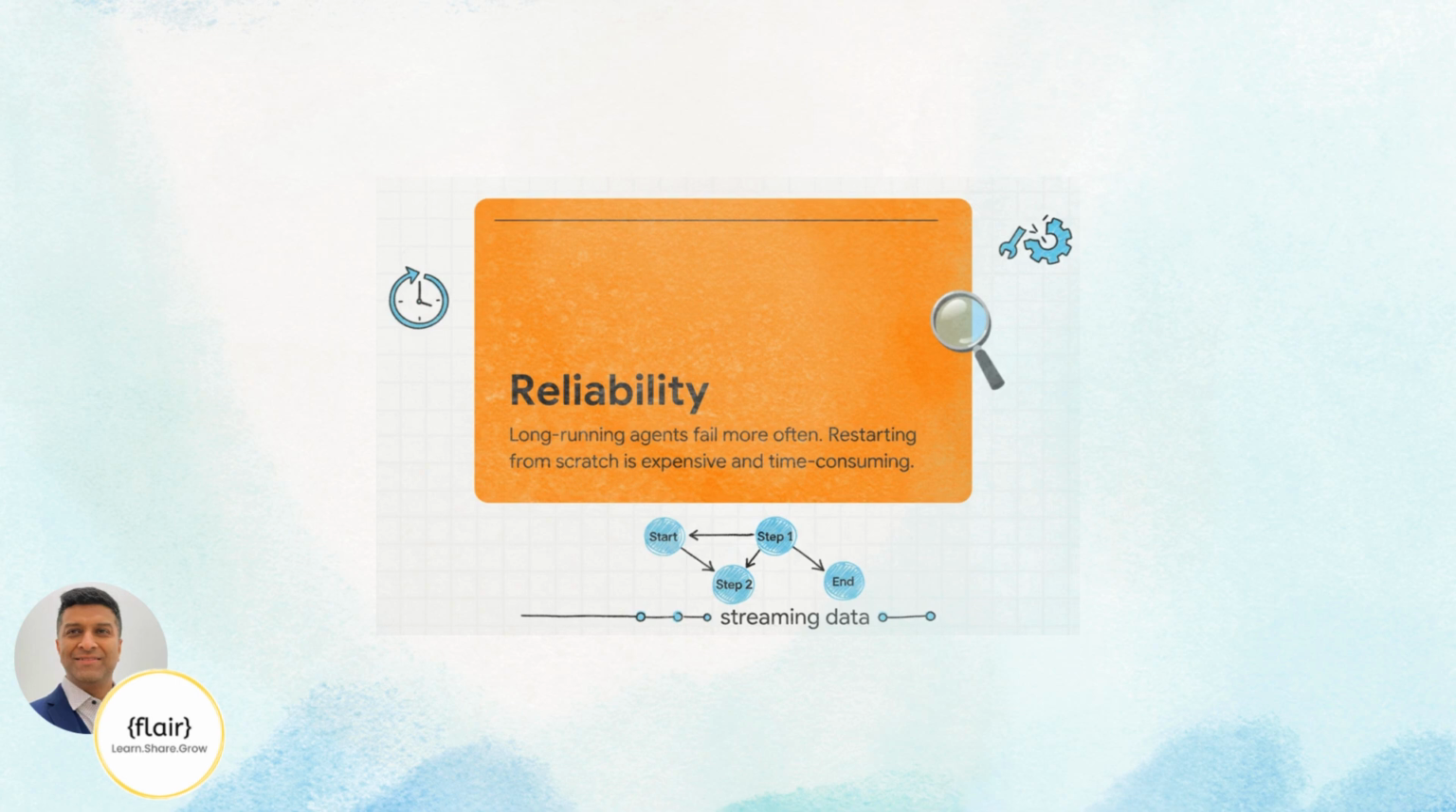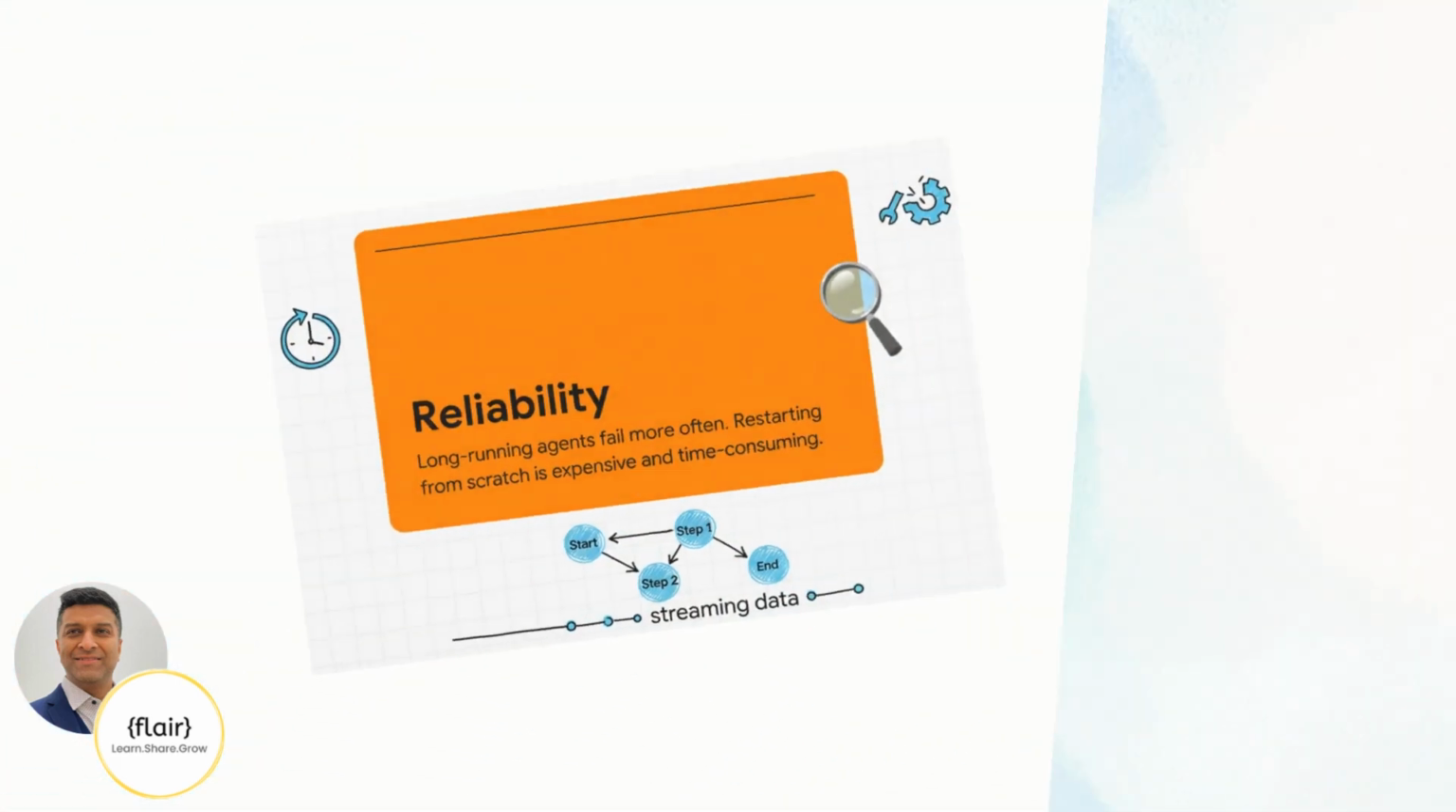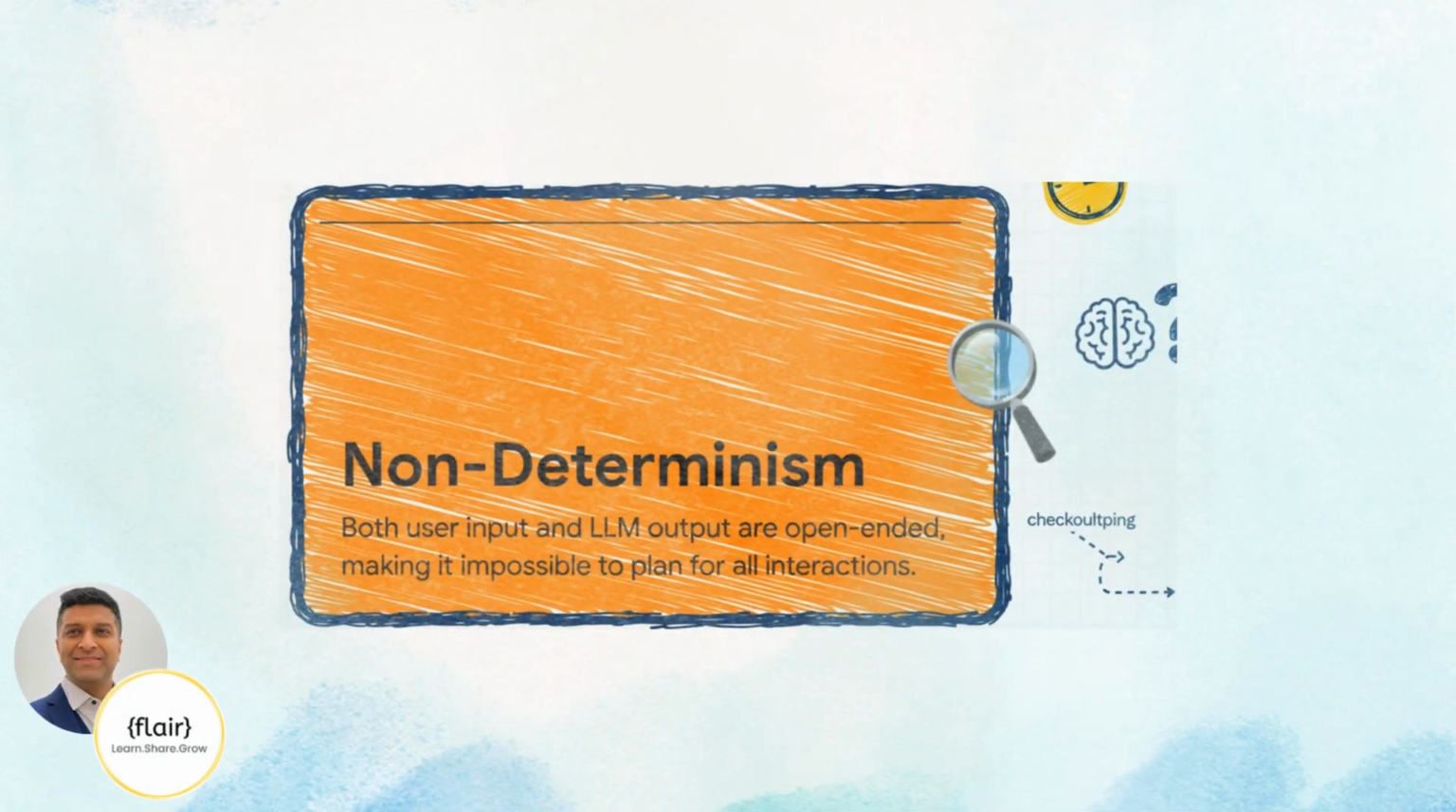And the last one, this is the big one, it's the magic ingredient that also causes the biggest headaches: non-determinism. The user can type anything and the LLM can say anything back. There's no way to predict or test every single possible interaction. How do you build a reliable system on top of something that's fundamentally unpredictable? How do you even debug it when something weird happens? It's a huge, huge challenge for building safe and predictable products.